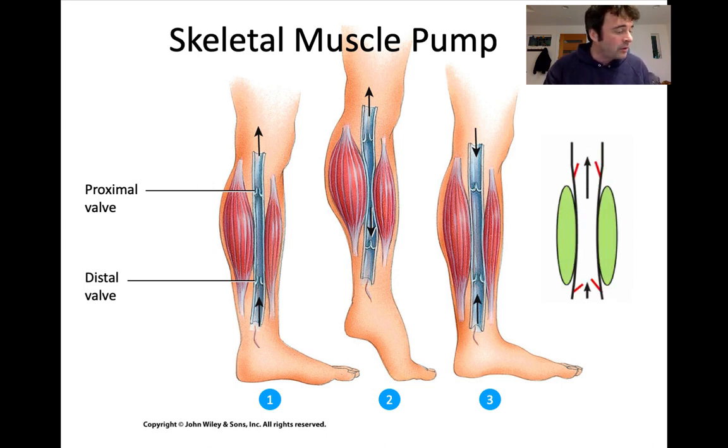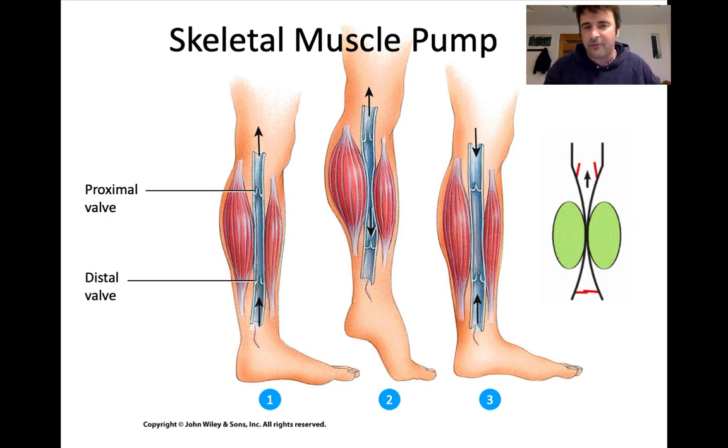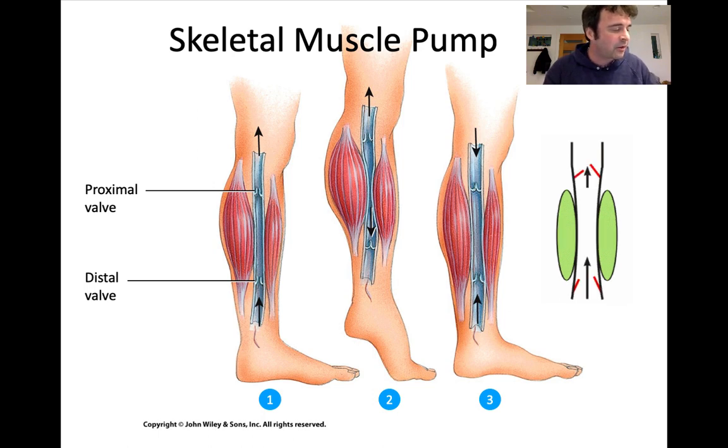So when you look at this histological image I've given you, how do you know that's a vein? Well, it has a valve in it, right? It's a very clear valve, and now we're just looking at it histologically.